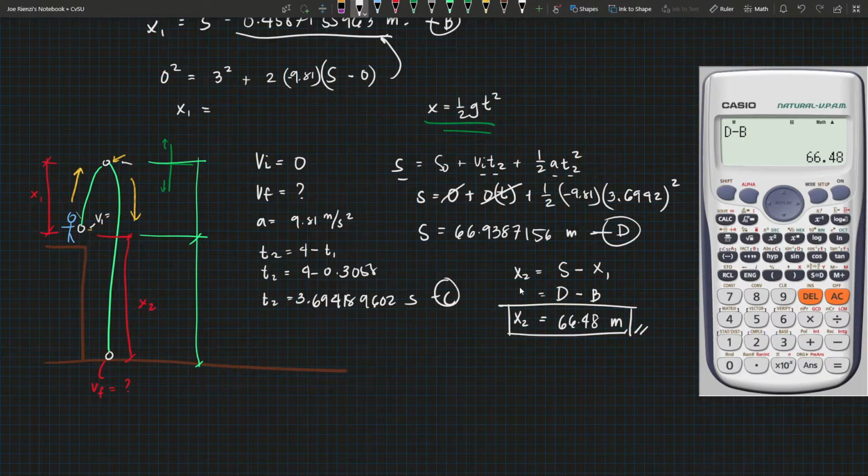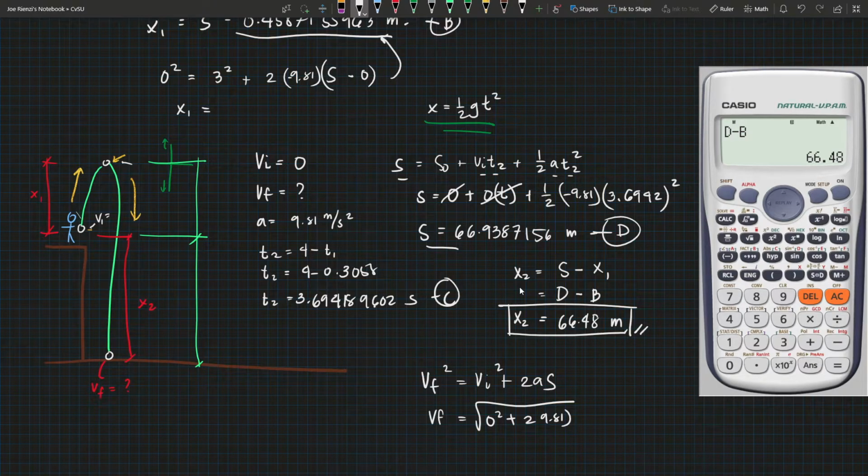So, ito yung kanina. For the final velocity, again, pwede natin gamitin yung ibang formula na alam natin. In this case, siguro, V final squared is equals to V initial squared plus 2AS. In this case, yung S natin, ito. So, we have yung unknown natin, VF is equals to square root of VI squared, initial 0 squared plus 2 times 9.81 times S, yung 66.9387.